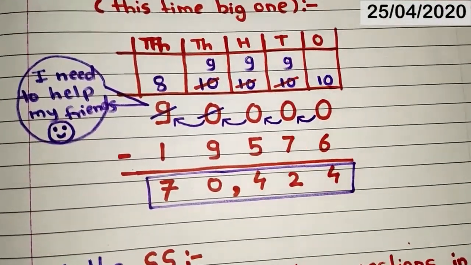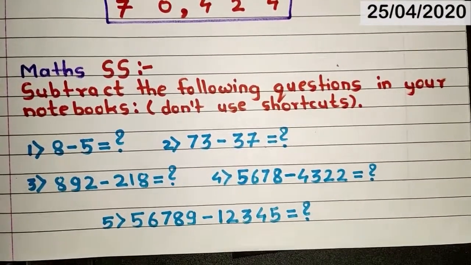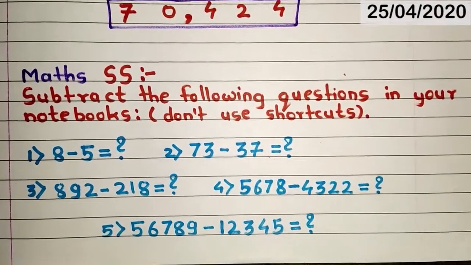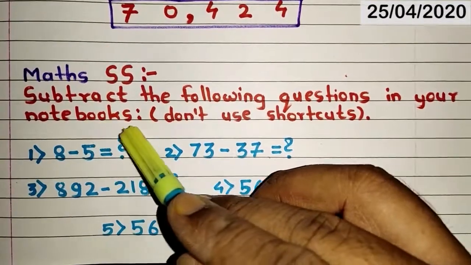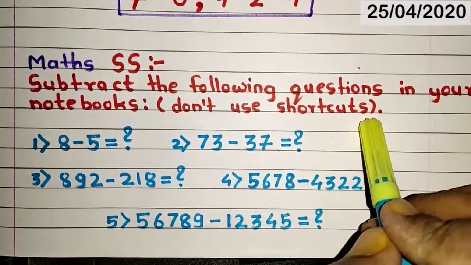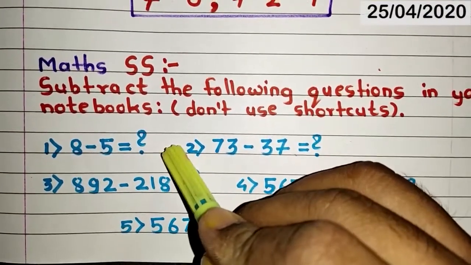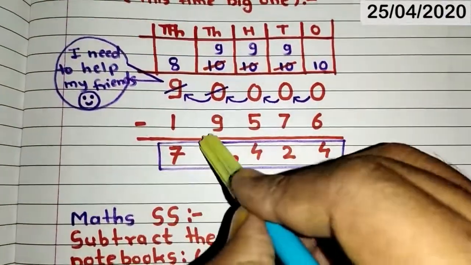And now the main part, our SS. So here, note it down. This is your today's SS. Subtract the following questions in your notebooks. Don't use shortcuts, like here 8 minus 5. Don't write down the answer in front of the equal sign. You need to solve step by step.